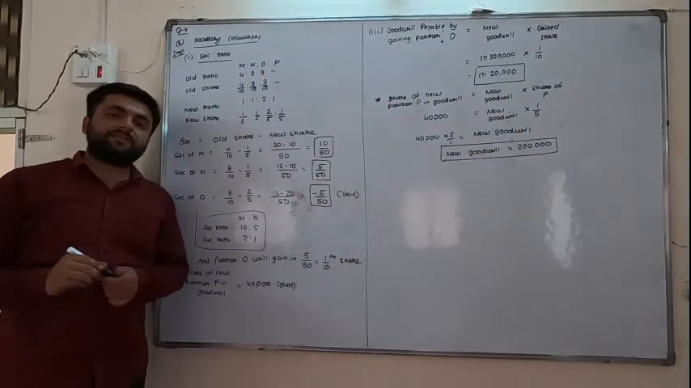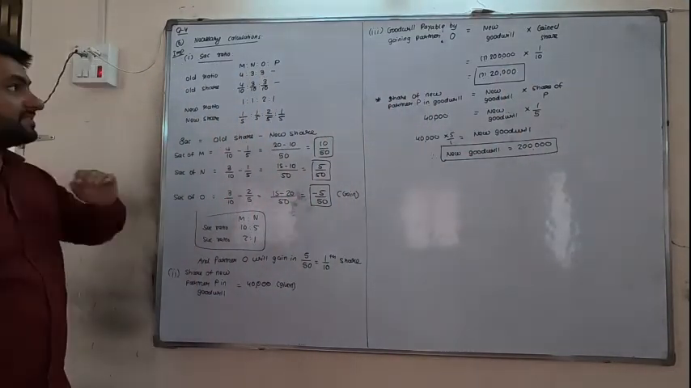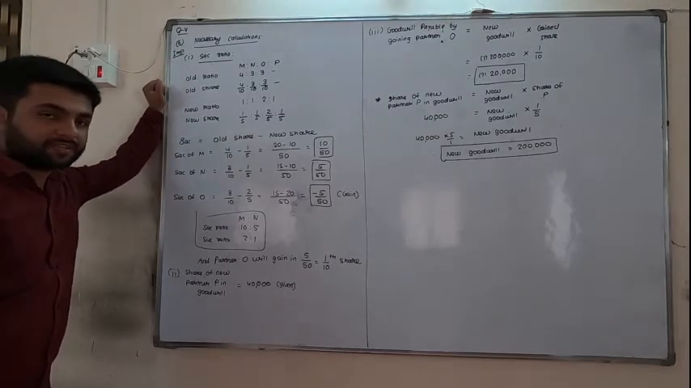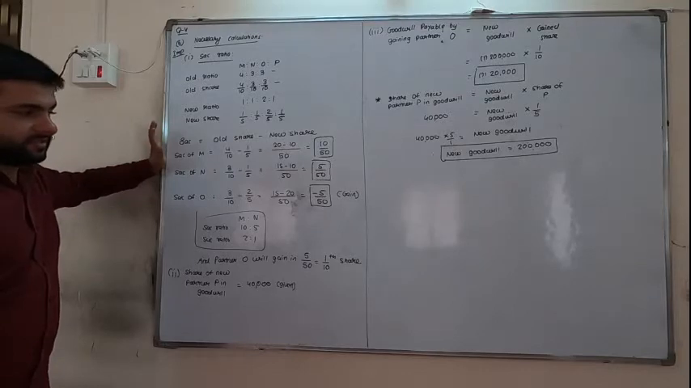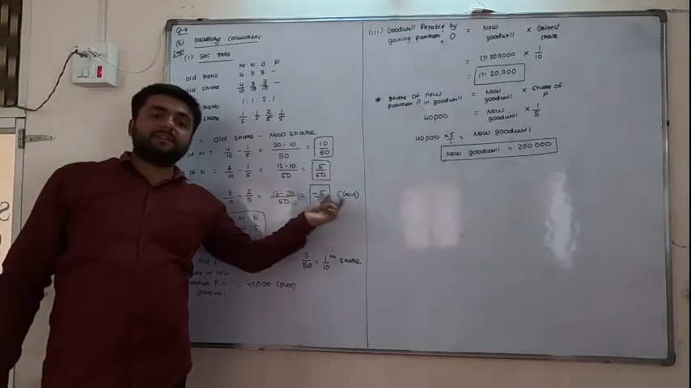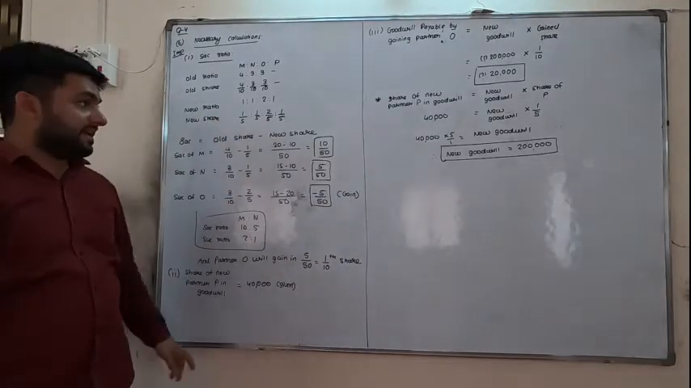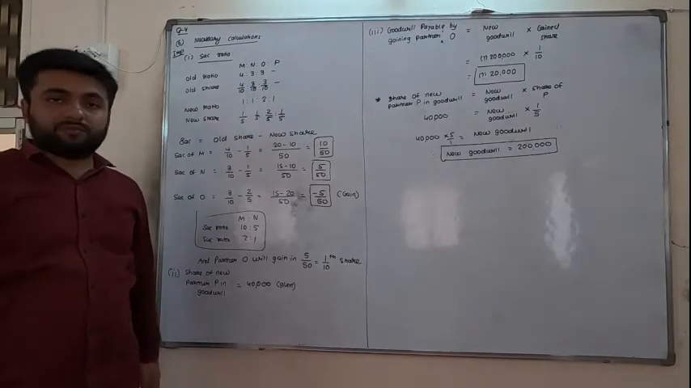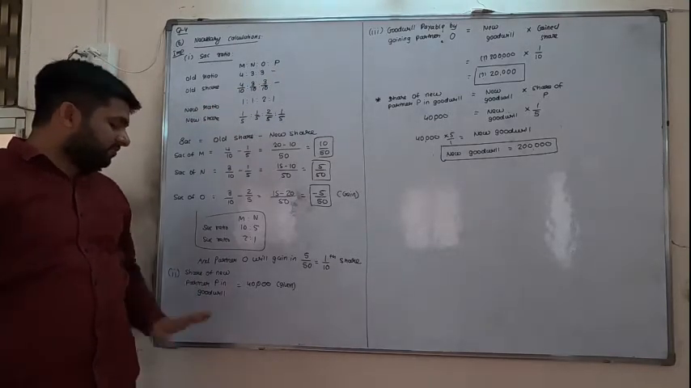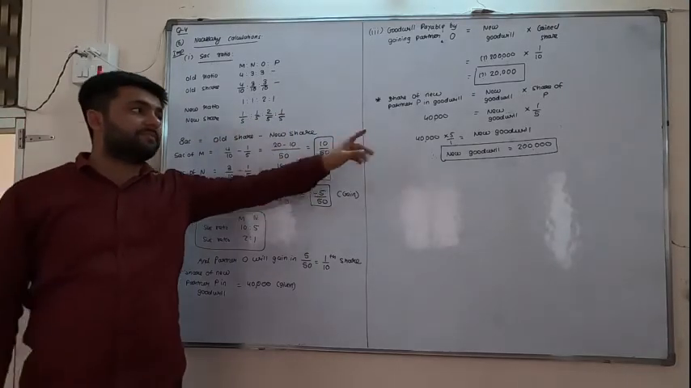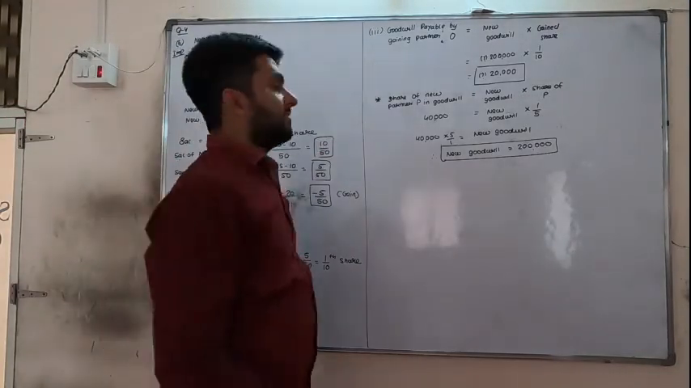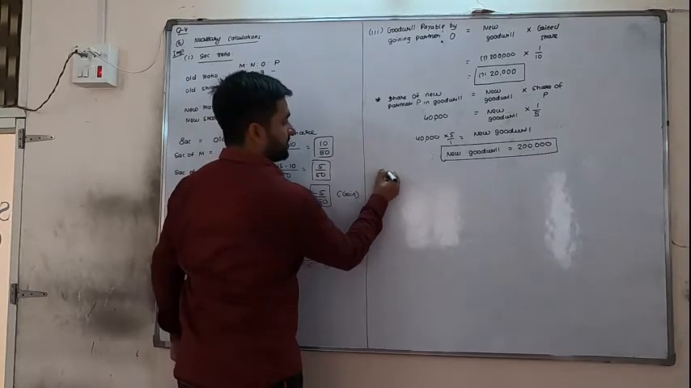Again, I would like to repeat, like the previous sum, this sum is also there. Here there are 4 partners, including the new partner. Old ratio is given, new ratio is given, sacrifice ratio is this. One partner is gaining instead of sacrificing, so he has to pay the goodwill. Share of new partner in goodwill is already given. But again, for new goodwill, this formula is to be kept because we need new goodwill. Now again we are going for the journal.